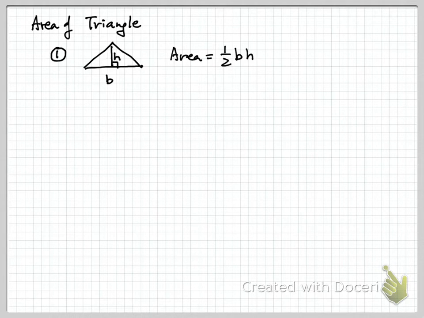Now, sometimes, especially in an obtuse angle triangle, the H will be outside of the triangle. This is H, this is B. But it doesn't matter, it is still half BH, alright?